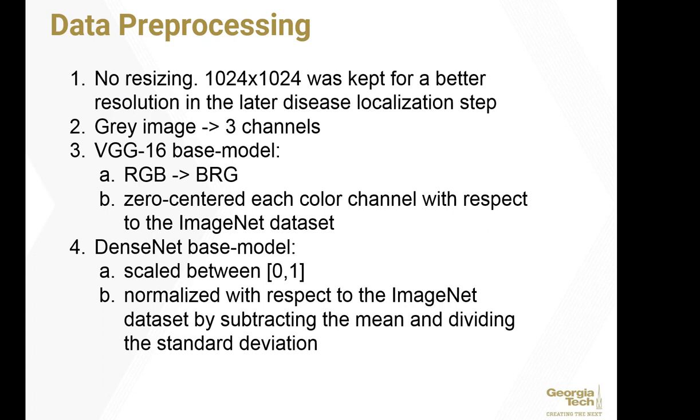For data pre-processing, no resizing was performed. The original image size is kept as it is for a larger resolution during disease localization. Different base models required slightly different pre-processing. For example, for VGG, the image color scheme is converted and its values are zero-centered according to the ImageNet dataset.